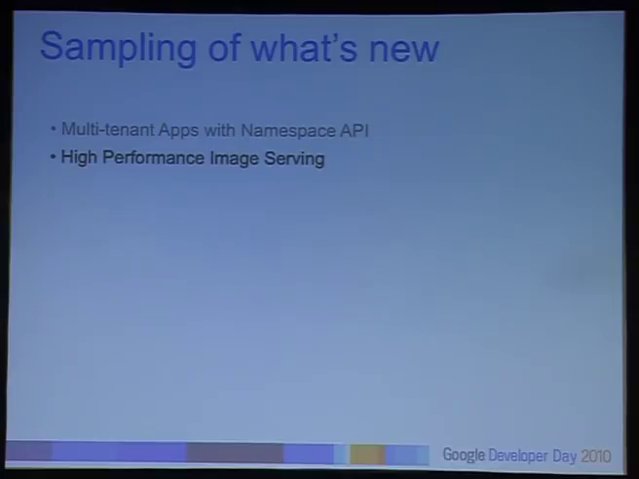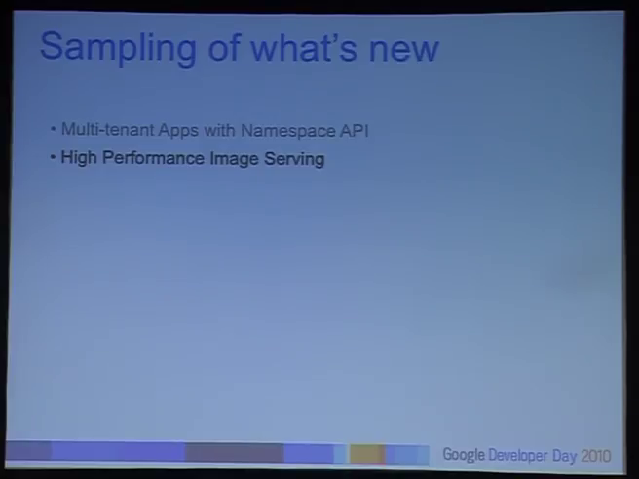We talked about some of this, but I did not mention high-performance image serving. This is a new service associated with the Blob Store API. What you do is you take your images. Imagine you've taken a photograph here today, and you upload it to App Engine through the Blob Store API. And of course, we can feed that image right back to you.